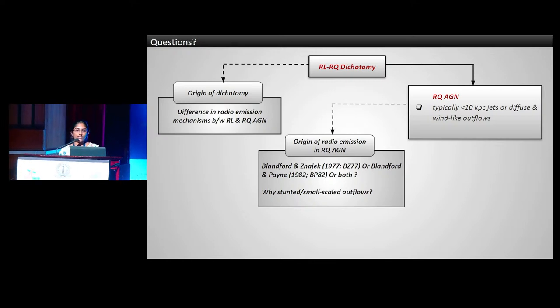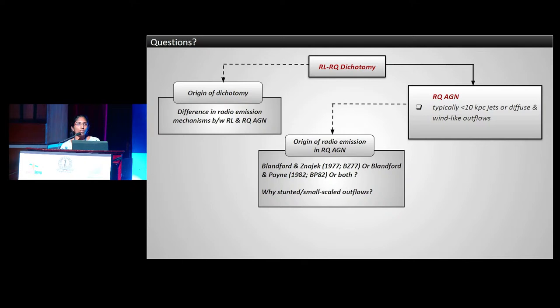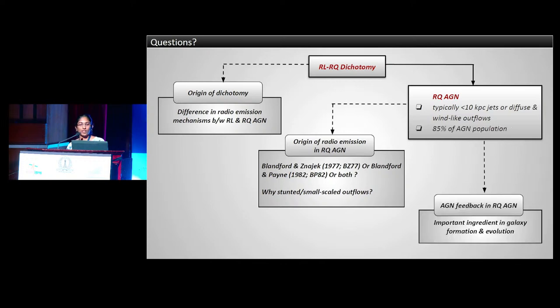Is the radio emission coming from the Blandford-Znajek mechanism or the Blandford-Payne mechanism or a combination of both? Similarly, the question of why the radio outflows in radio quiet AGN are small scaled or stunted is also a widely debated question. The third question is, is AGN feedback operational in radio quiet AGN? AGN feedback is an important constituent in cosmological simulations of galaxy evolution, and it plays a crucial role in the co-evolution of supermassive black holes and their host galaxies.